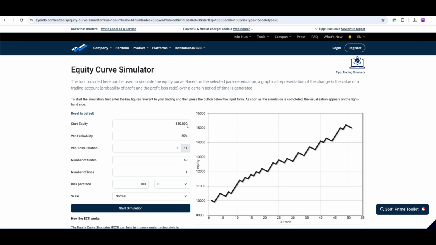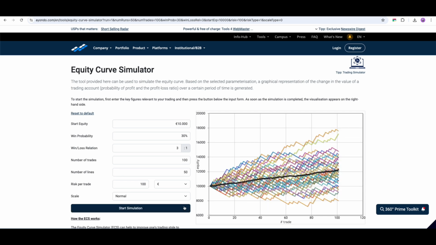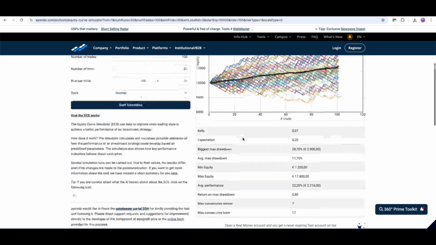So for start equity, we will put 10,000 just for the sake of the example. Our win rate, let's just say 30%. Our risk to reward ratio, 3-to-1, number of trades, let's just put 100, number of lines 1, so that's the amount of simulations that I will run. So right now we have 1, but if I put 50, it's going to run 50 simulations, and then it's going to give you the average.